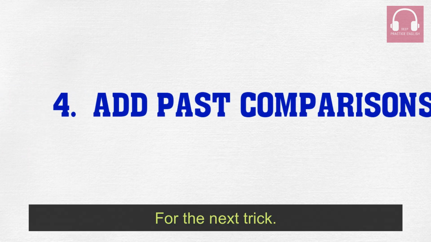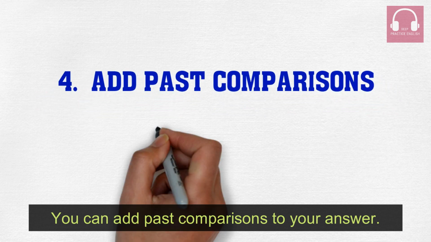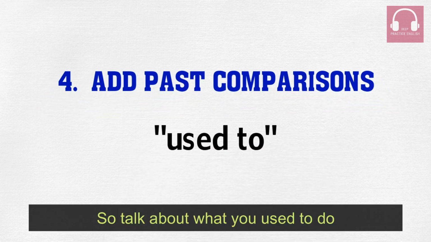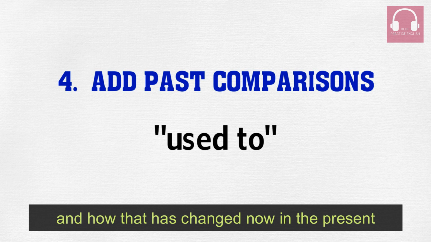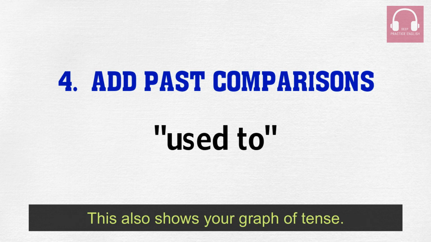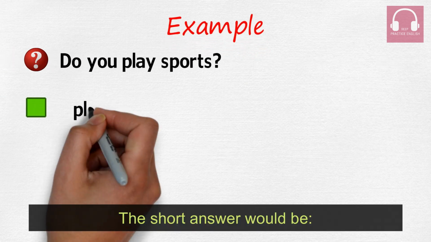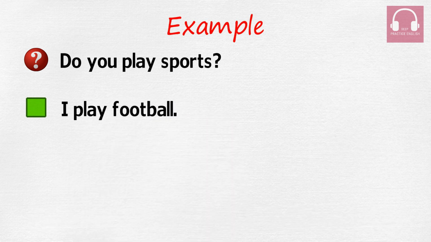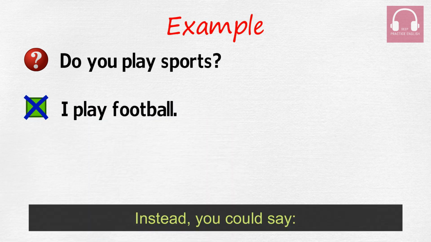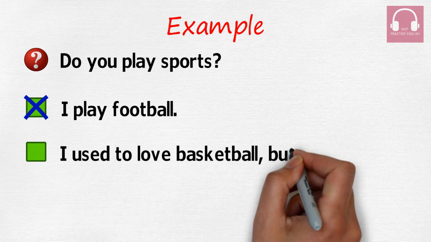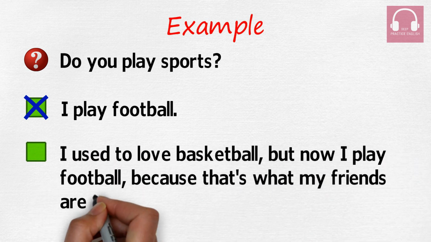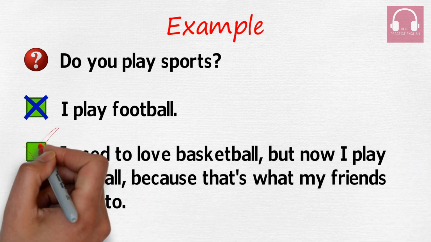For the next trick, you can add past comparisons to your answer. So talk about what you used to do and how that has changed now in the present. This also shows your range of tenses. Let's look at an example. Question: do you play sports? The short answer would be, I play football. Instead, you could say, I used to love basketball, but now I play football, because that's what my friends are into.